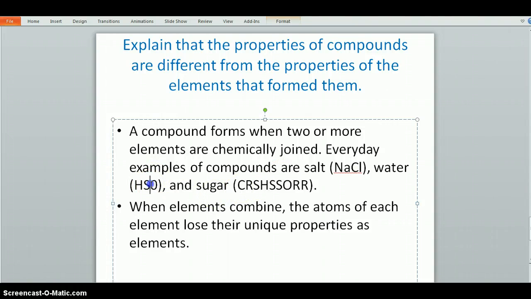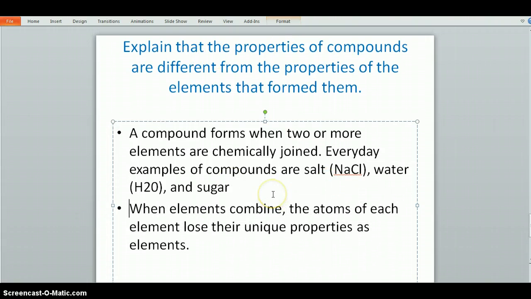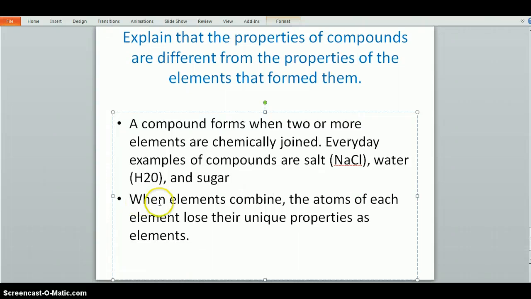This should be H2O, sorry about that. And then sugar also. Ignore these chemical equations, but sugar, salt, all of those have elements that make them up, and then they end up with different properties that are unique to the compound once those two or three or four or however many elements combine to make the compound.